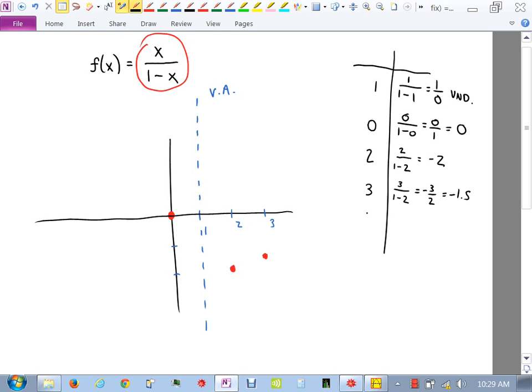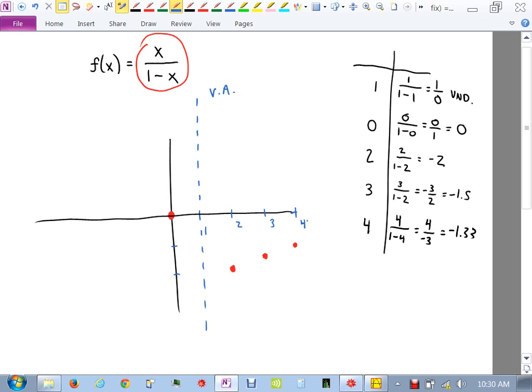So let's try 4. All right, 4 would be 4 over 1 minus 4, which is 4 over negative 3. And as a decimal, that's approximately negative 1.33. So I have another point over here. It's like this. You get the idea? You got the rough idea. Like I said, this is not the way we're going to graph them, but we're trying to just see what sorts of behavior these things have.